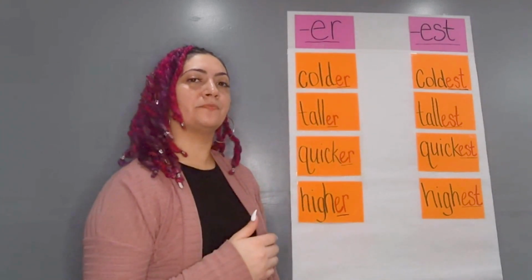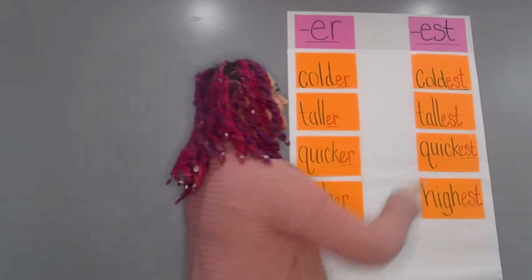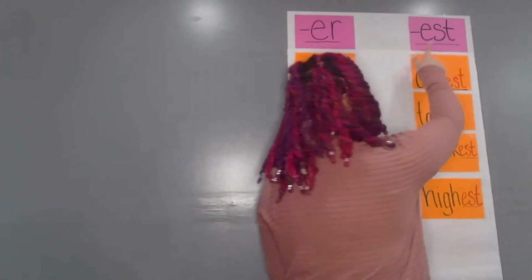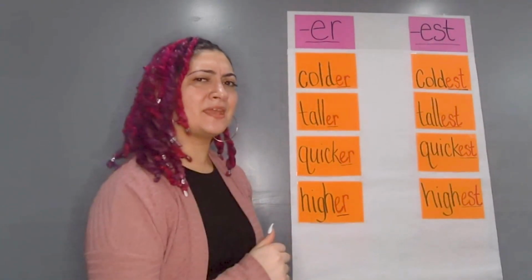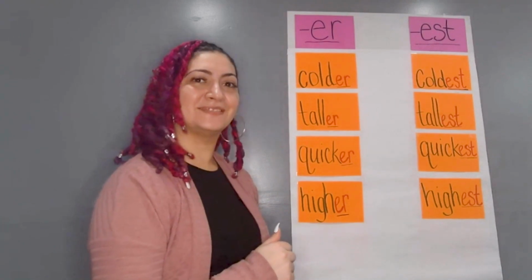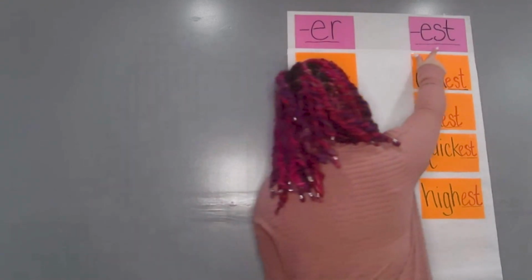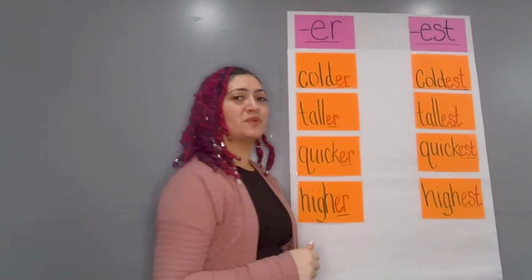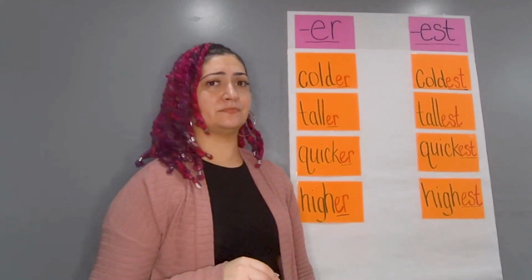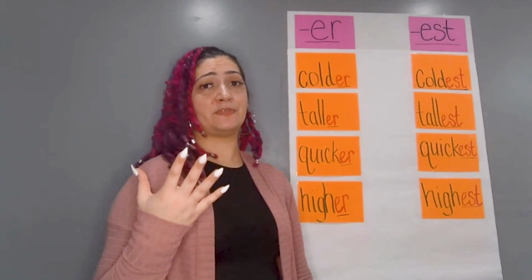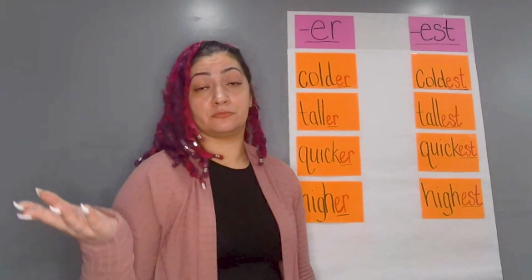It means more. We're going to use the suffix est. It says est. Can you say that? Est, you're right. And this one means most. We'll use that suffix when we're comparing more than two things, like 3 things, or 5 things, or 100 things. Let's take a look here.